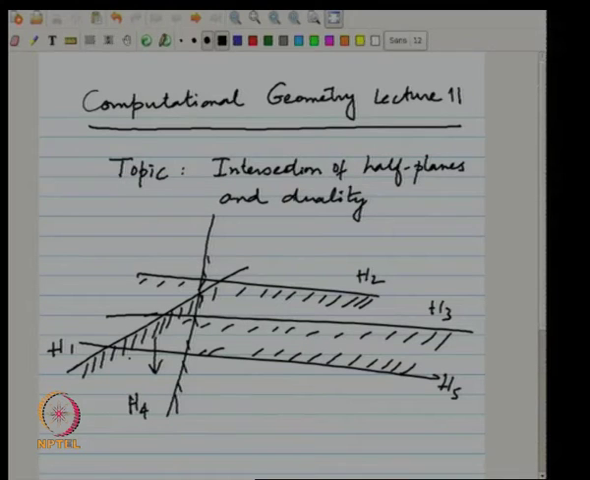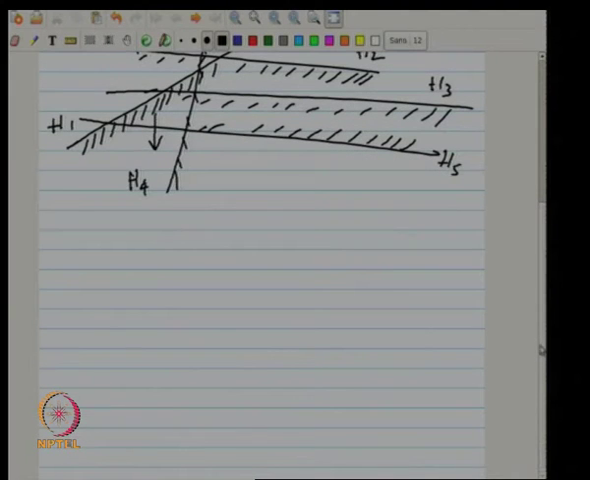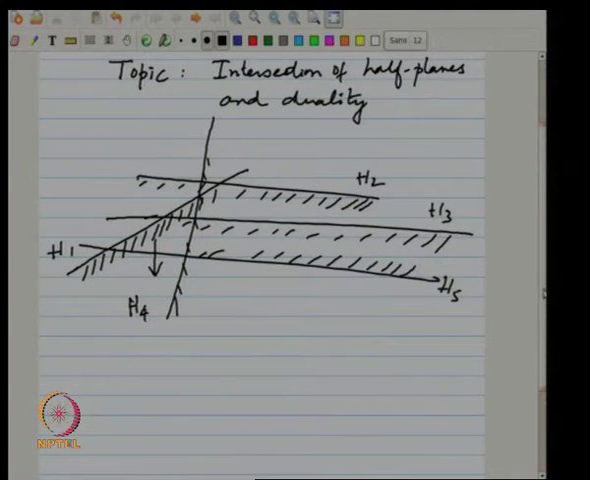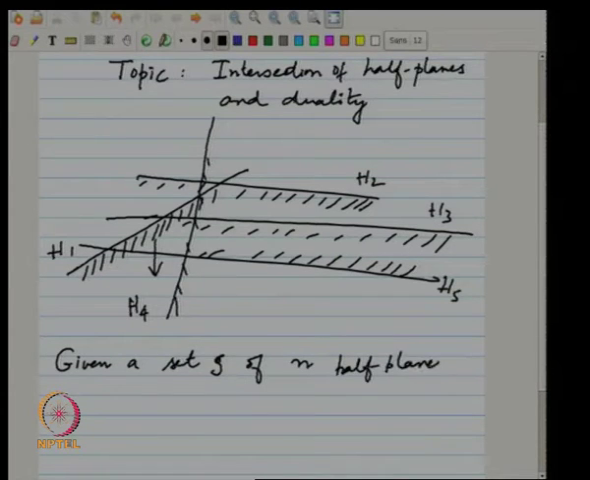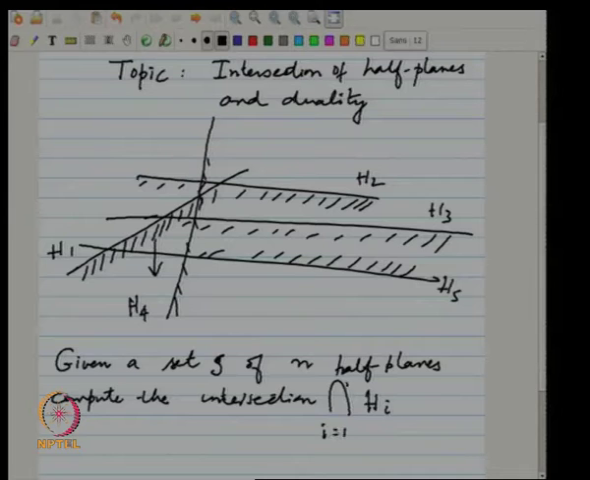So a half plane is a convex set, and what I am interested in is, given a set S of n half planes, compute the intersection, the intersection of H_i for i from 1 to n, which basically means the region common to all half planes.